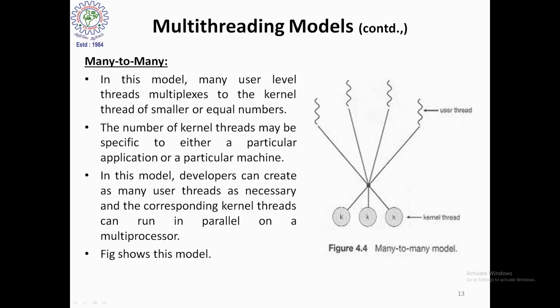The number of kernel threads may be specific to either a particular application or a particular machine. So developers can create as many user threads as necessary, and the corresponding kernel threads can run in parallel on a multiprocessor. So utilization of such processors is also possible, and a blocking system call will not cause the entire system to crash. So this is the best model comparatively of all the three.